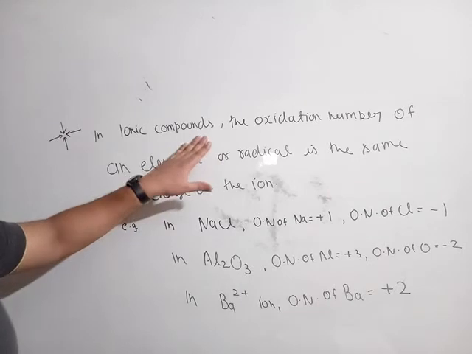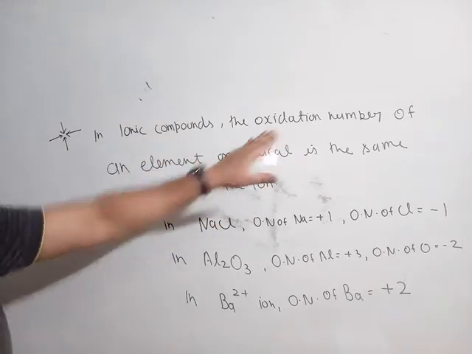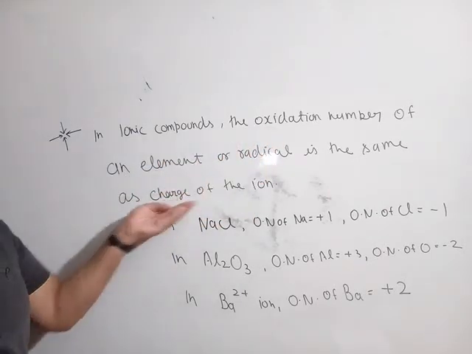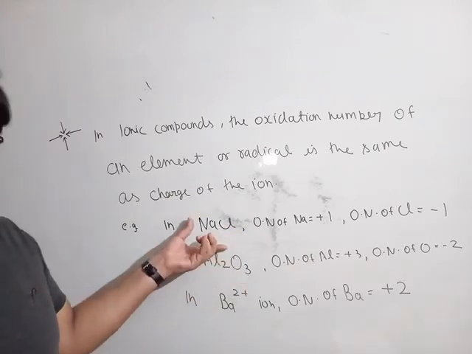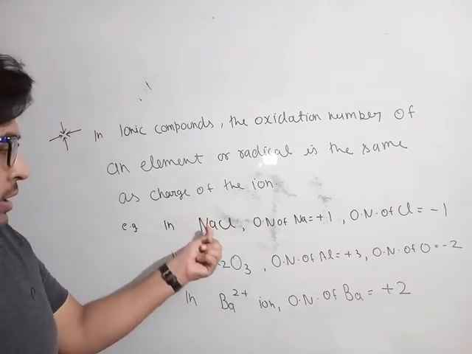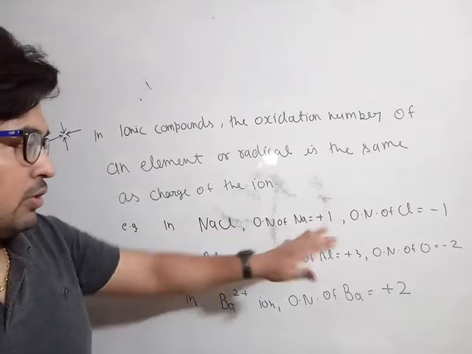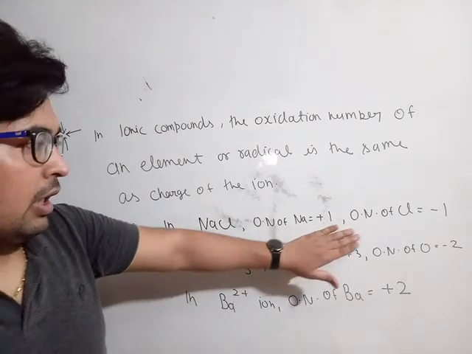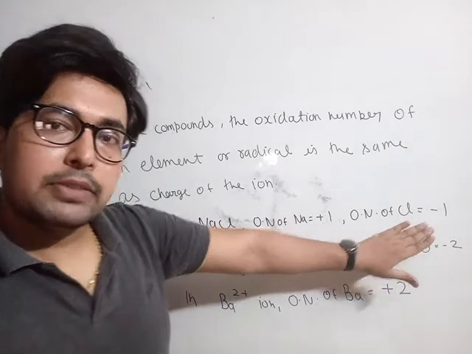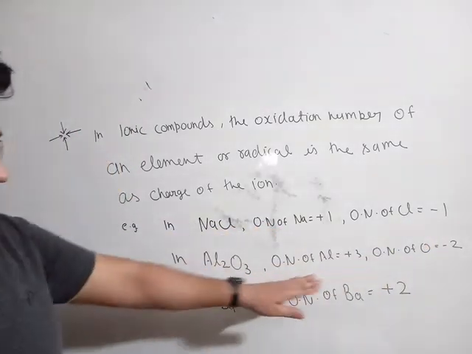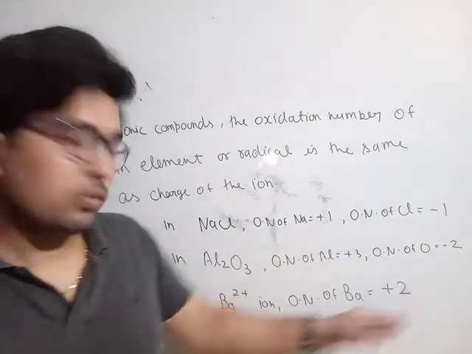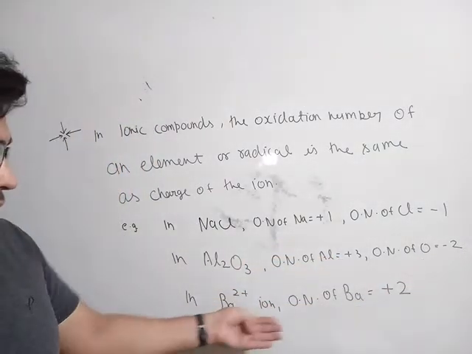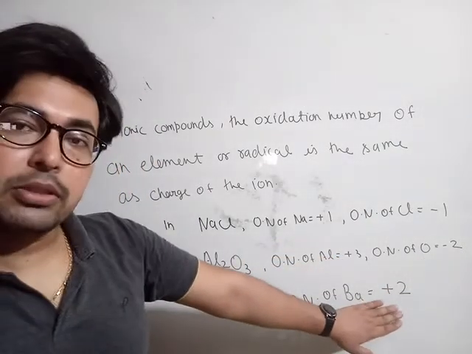In the case of ionic compounds, the oxidation number of an element is the same as the charge of the ion present in that compound. Just like NaCl, as you all know, Na will have a +1 charge and Cl will have a -1 charge. So the oxidation number of Na will be +1, and that of Cl will be -1. In Al2O3, the oxidation number of Al will be +3 and of O will be -2. In the Ba2+ ion, the oxidation number of Ba will be +2.